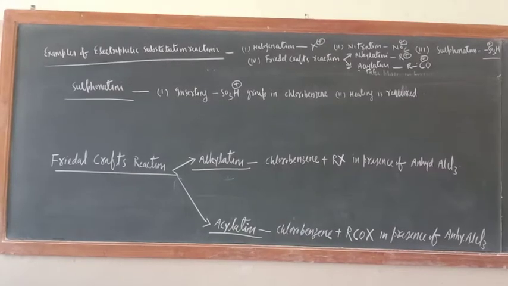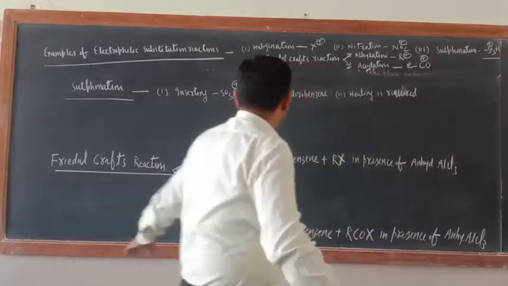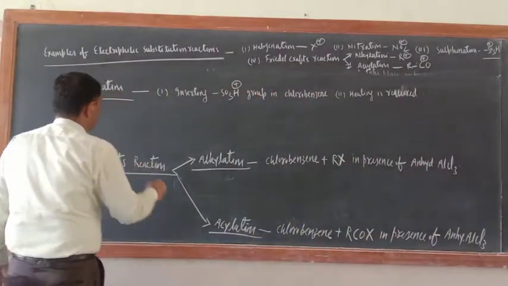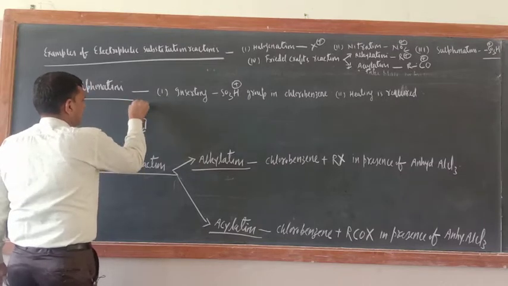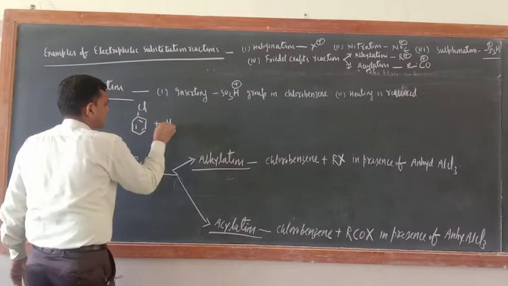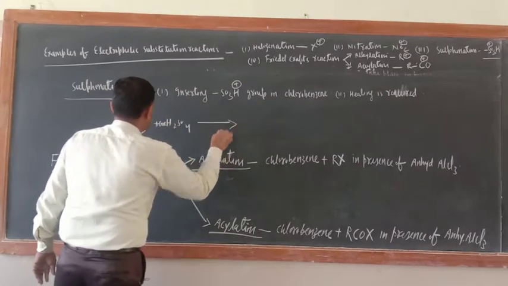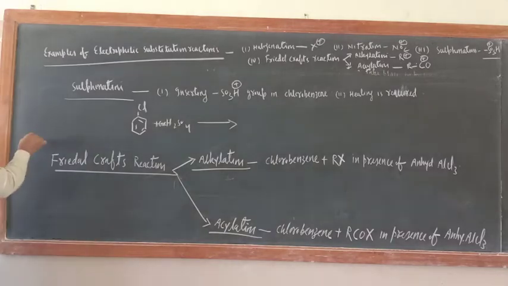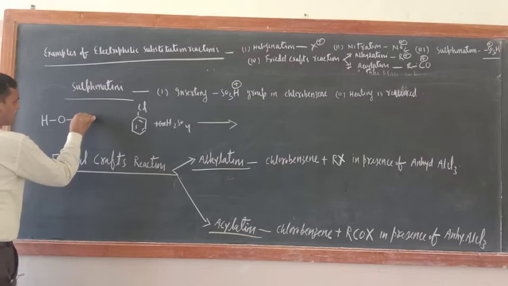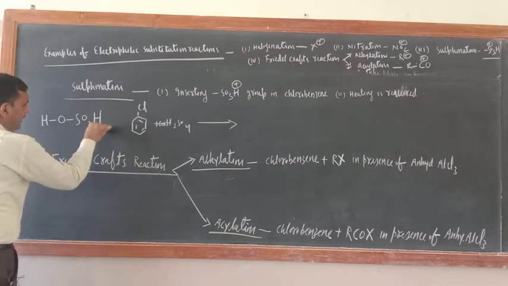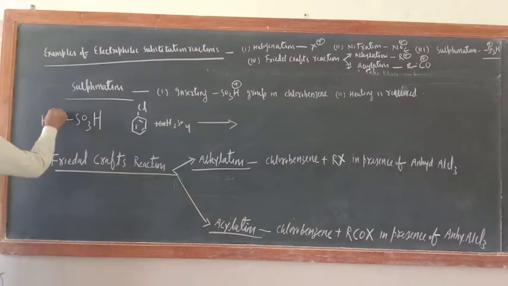Okay, so next one is sulfonation. During the course of sulfonation, we are inserting the SO3H group. Just write down here chlorobenzene plus concentrated H2SO4. H2SO4 can be written like that, HOSO3H. The total is still H2SO4 only, but it can be written like that.